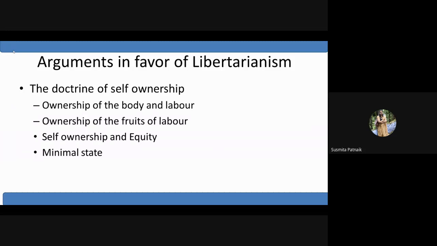Then the next one is called self-ownership and equity. There is some dispute among scholars regarding the relationship between the right of self-ownership and equity. Among the scholars, some argued that if a person has self-ownership upon the property, he has the right to give an amount in the form of taxation.